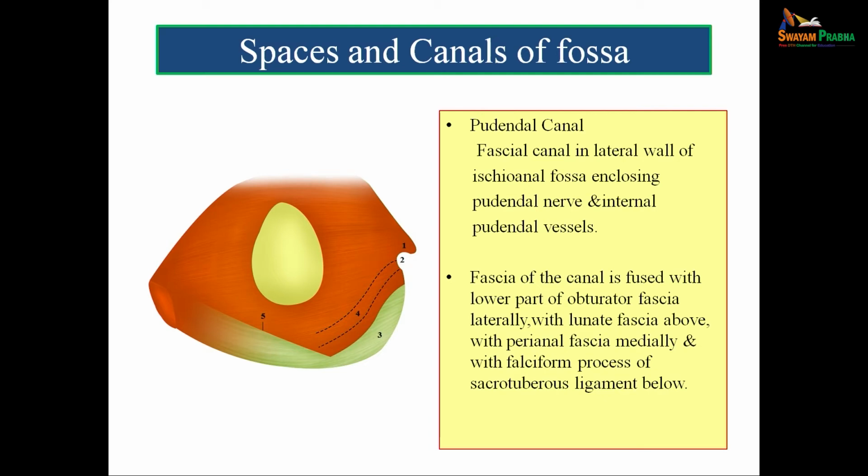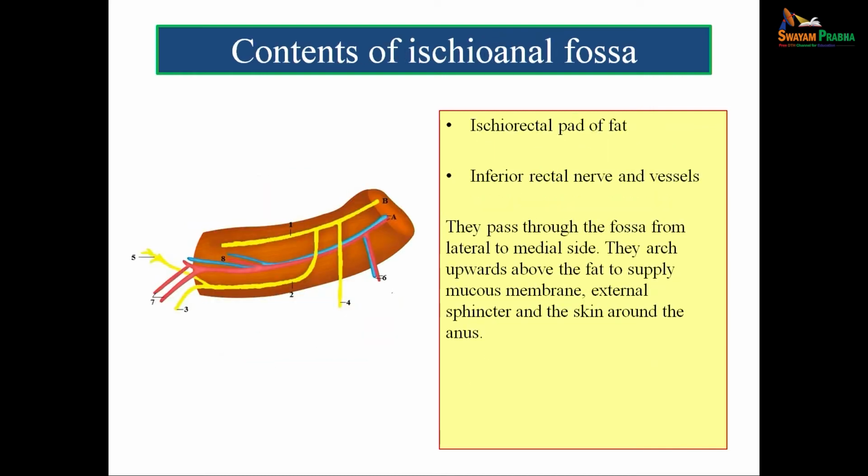Now this pudendal canal is lying in relation to the hip bone as seen in the figure, and this is lying on the lateral aspect of the ischioanal fossa. Fascia of this canal is fused with the lower part of obturator fascia laterally, with lunate fascia above, with perianal fascia medially, and with falciform process of sacrotuberous ligament below. So 3 here in the diagram represents the ischial tuberosity, while 5 here in the diagram represents the perineal membrane.